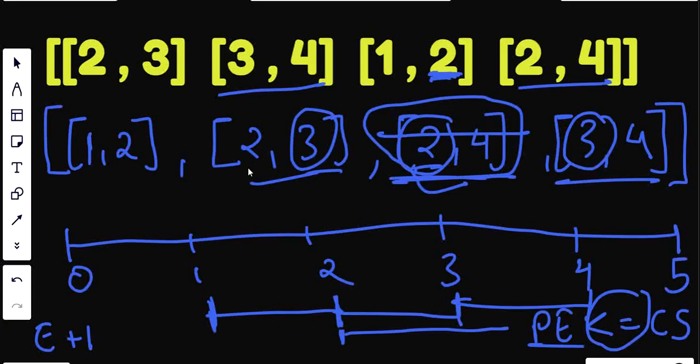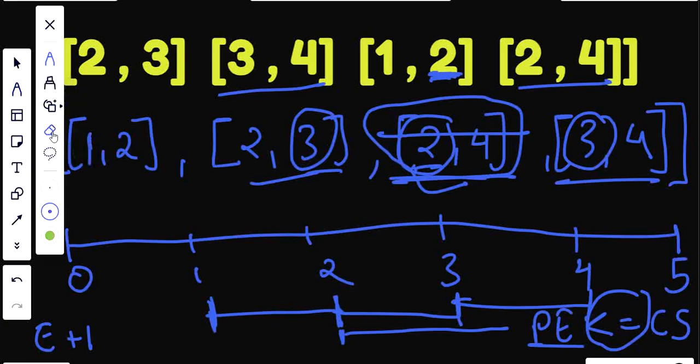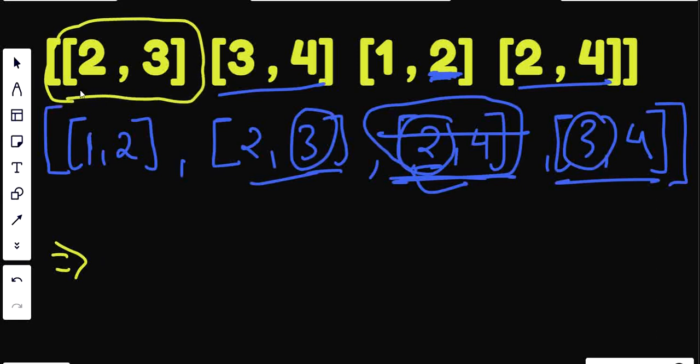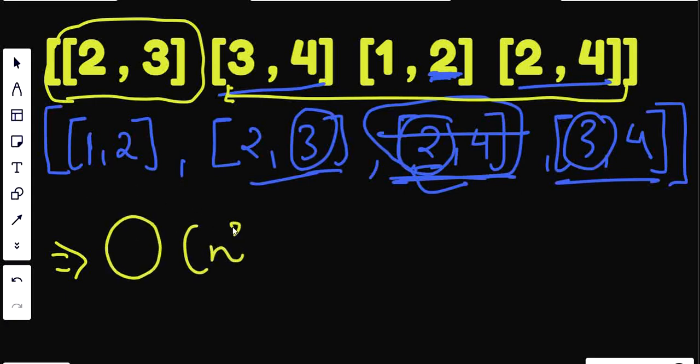But this is a greedy method, right? We are trying to solve this question using greedy method. Is there any other method with which we can solve this question? Let's see. So if I'm going to solve this question using some other method, suppose I'm going to take this interval and then I'll check rest all the intervals whether these are overlapping or not using the same condition, that is PE less than equivalent to CS. Then I'll be looping through this array twice. So my time complexity for that method will be big O of n square.